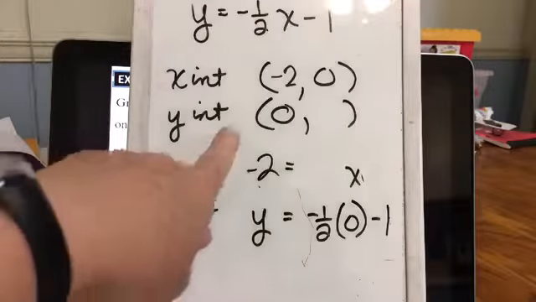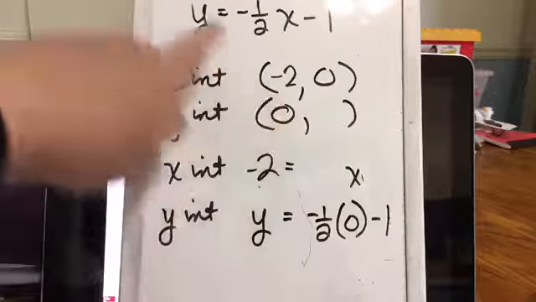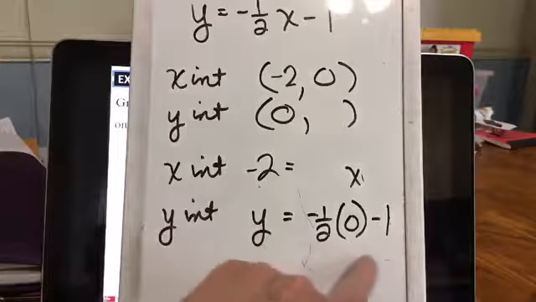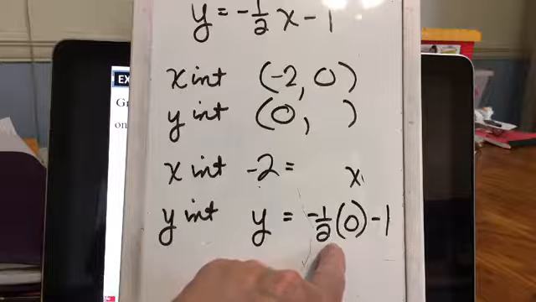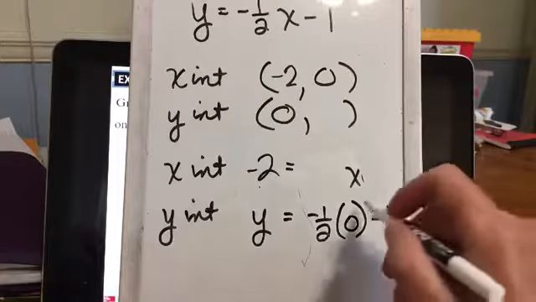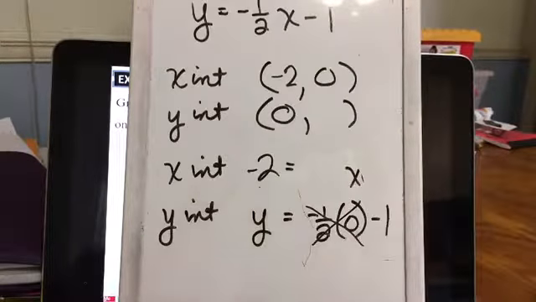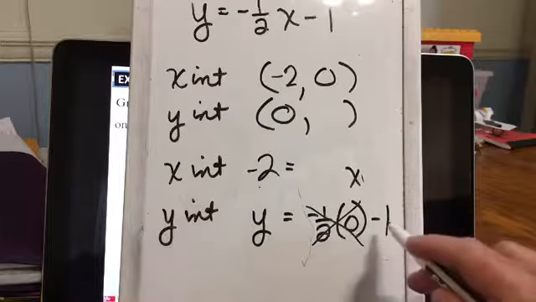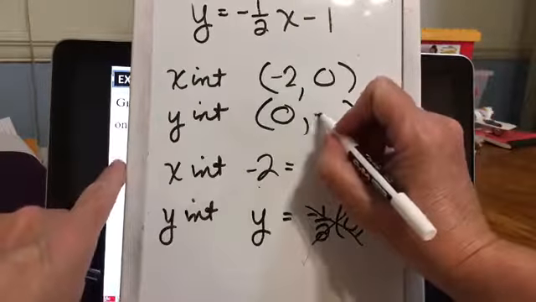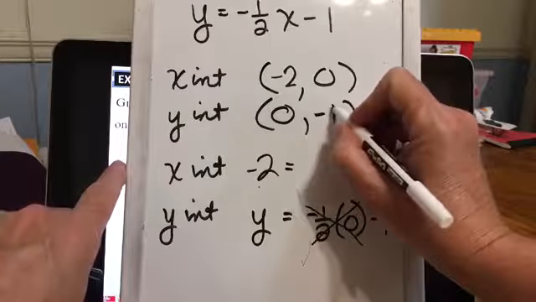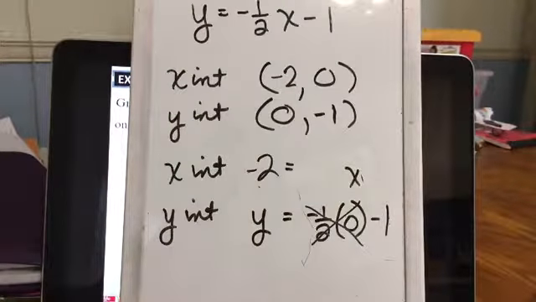For my y-intercept, I let x be 0. So here's my equation rewritten with x is 0. Well, negative 1/2 times 0 just becomes 0. And then I have y is negative 1. So for my y-intercept, a negative 1 goes right here. And we've done 2 of our points.